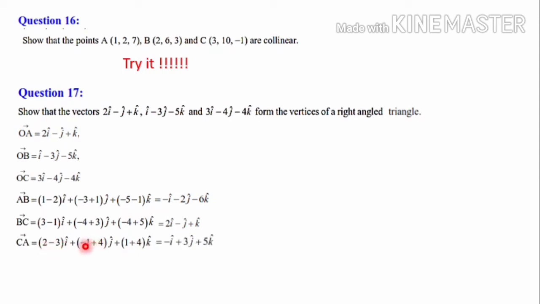Then minus 1 plus 4 is 3 j cap. Then 1 plus 4 is 5 k cap. Then from here we have to calculate modulus of AB, modulus of BC and modulus of CA. And this part we have done before, and we know how to prove these position vectors, or how to prove this AB, BC and CA form the sides of a right angle triangle. Means we have to verify the Pythagoras statement. So that part you will do as homework.